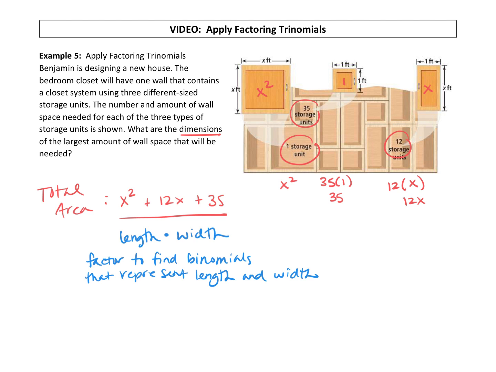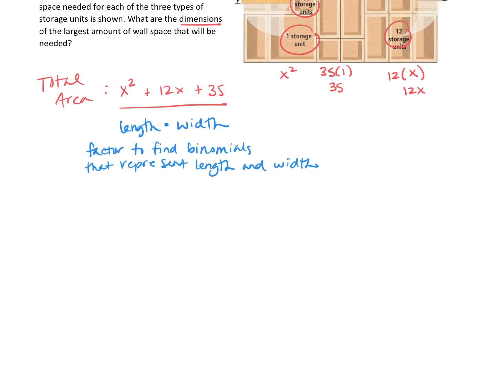Okay, so let's find those dimensions. The length by width, we will factor the total area. I'm going to go ahead and rewrite it down here. X squared plus 12X plus 35. We're going to focus on our C value first. Our C value is positive, which means we're either going to have 2 positive factors or 2 negative factors. Our B value is also positive, so that means we're working with all positive factors.